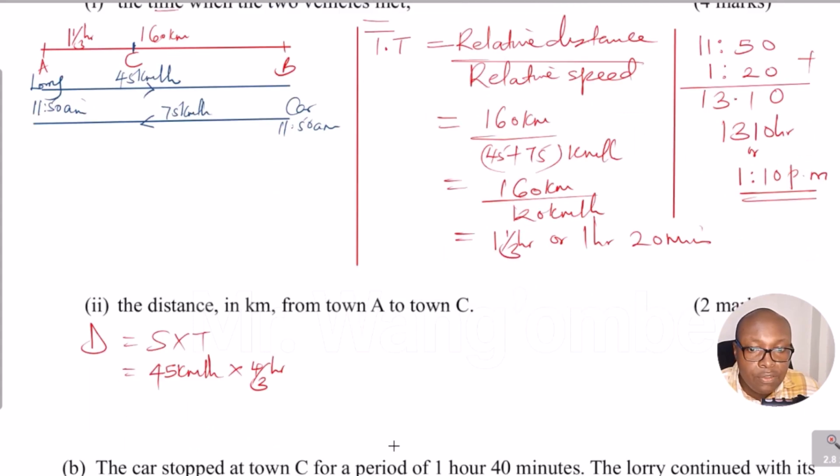And when you multiply these, 45 divided by 3 is 15, and 15 times 4 gives 60 kilometers. 60 kilometers is the distance from A to C. So we've simply taken the speed of the lorry, that is 45, multiplied by the time from A to C. We've already calculated that time.